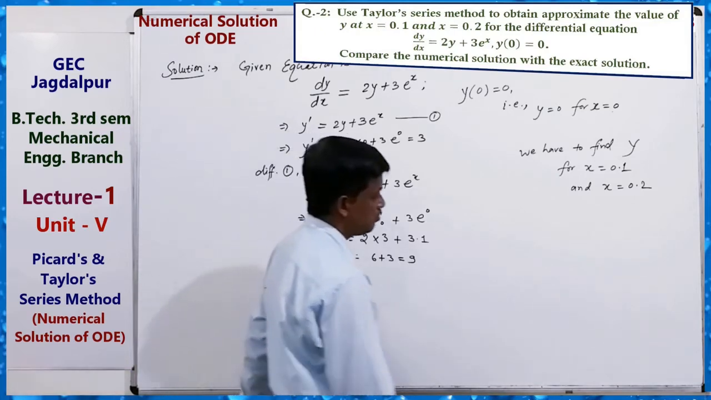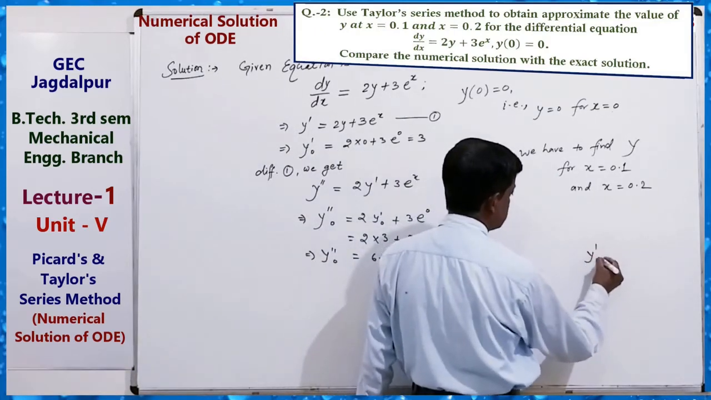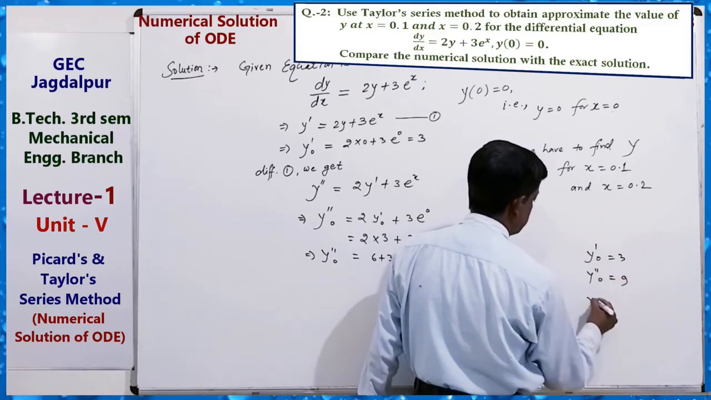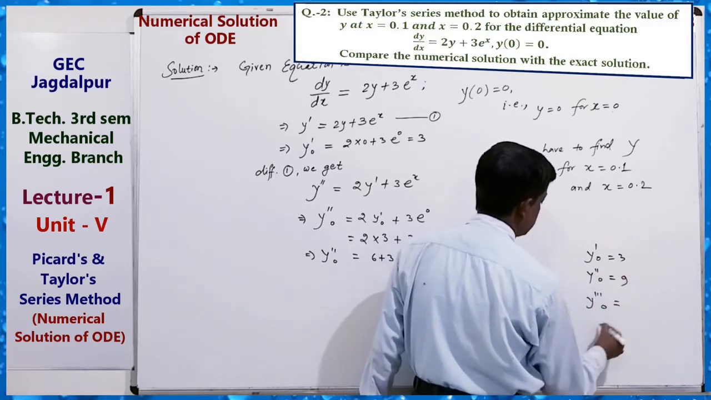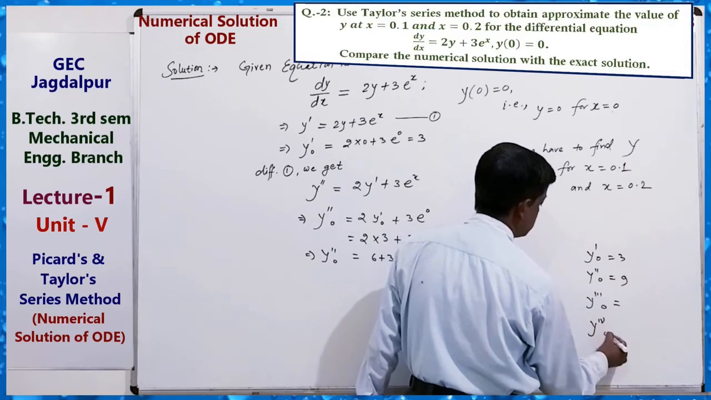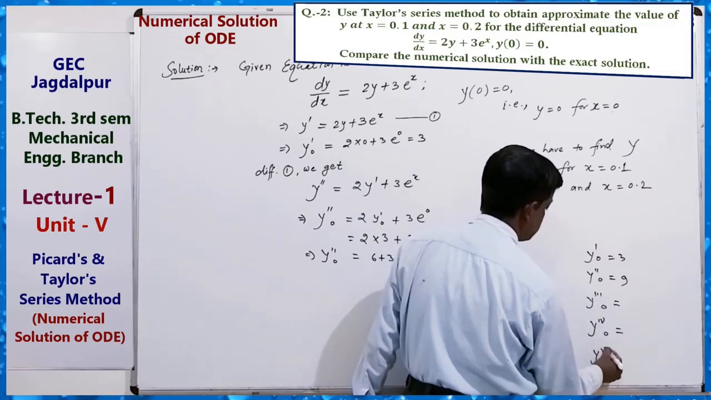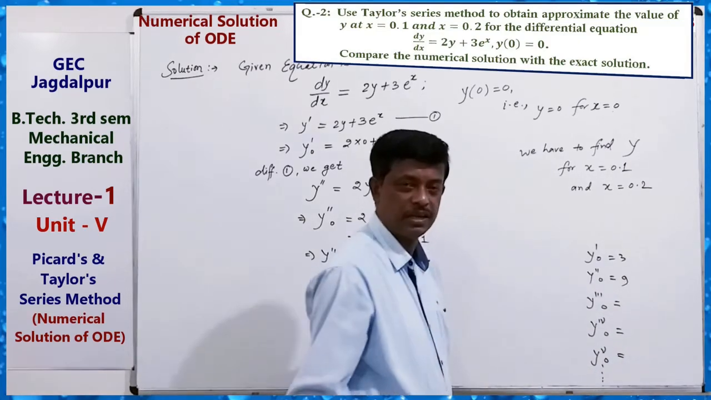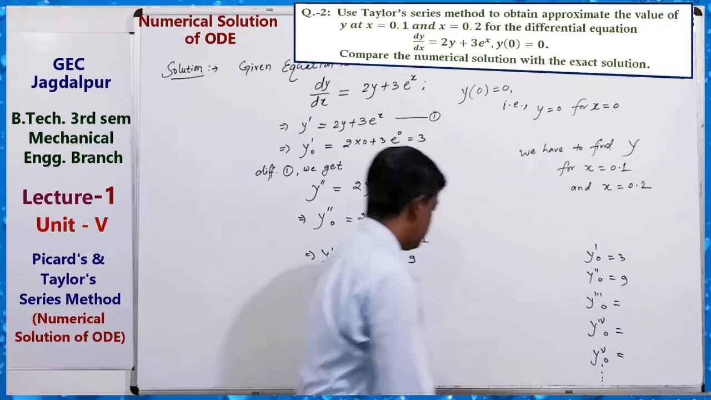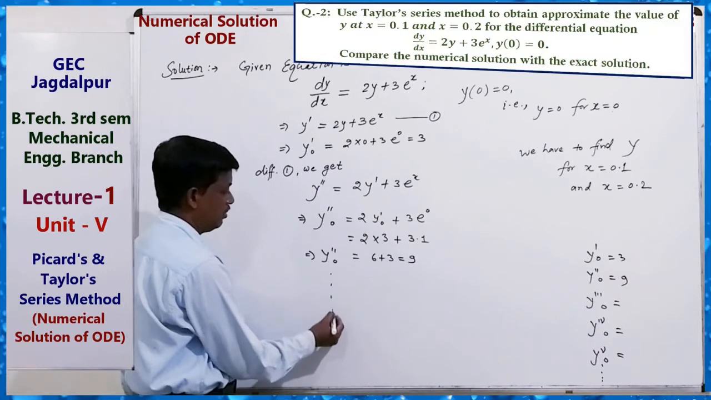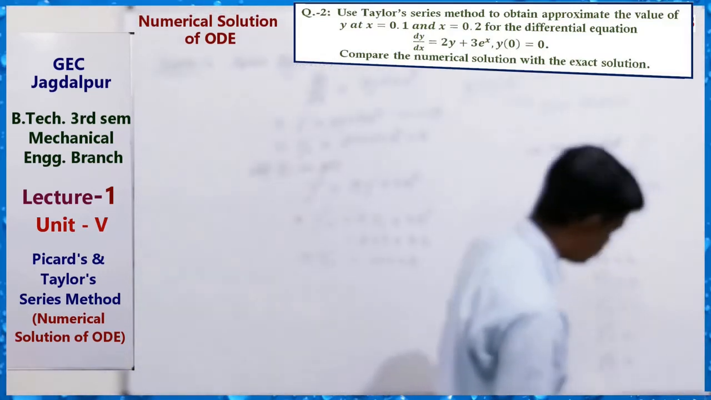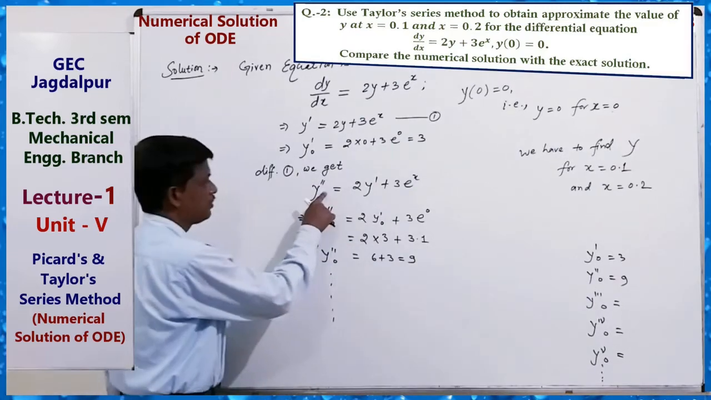So one by one we are getting the values. y dash 0 equals 3, y double dash 0 equals 9, y triple dash 0 equals something, y 4 dash 0 equals something, y 5 dash 0 equals something. Just find these values one by one. Clear? For y triple dash 0, you can just differentiate again.